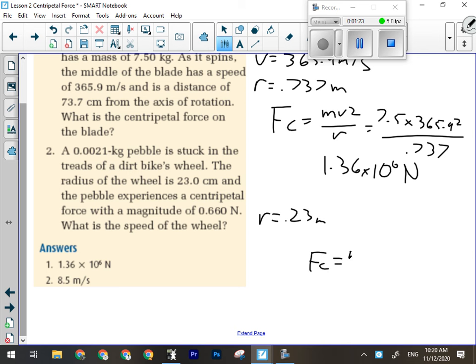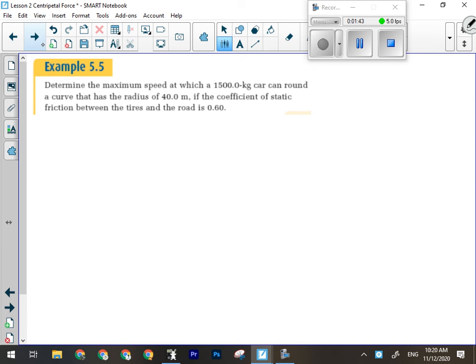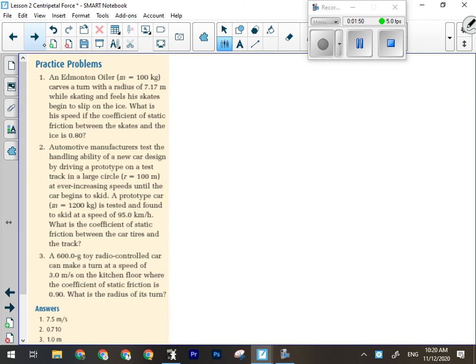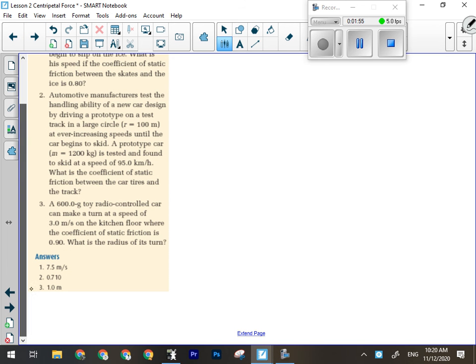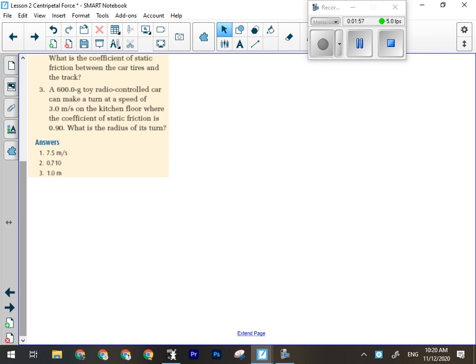So Fc equals mv squared over r. We're solving for v, so we multiply both sides by r, divide both sides by m, and then square root to get v. We plug in our numbers, and we're going to get 8.5 meters per second. Everybody right with that one? I think we did that one on Tuesday, right? Pretty sure. So I want you to try number 3, because I know we did number 2 on Tuesday.